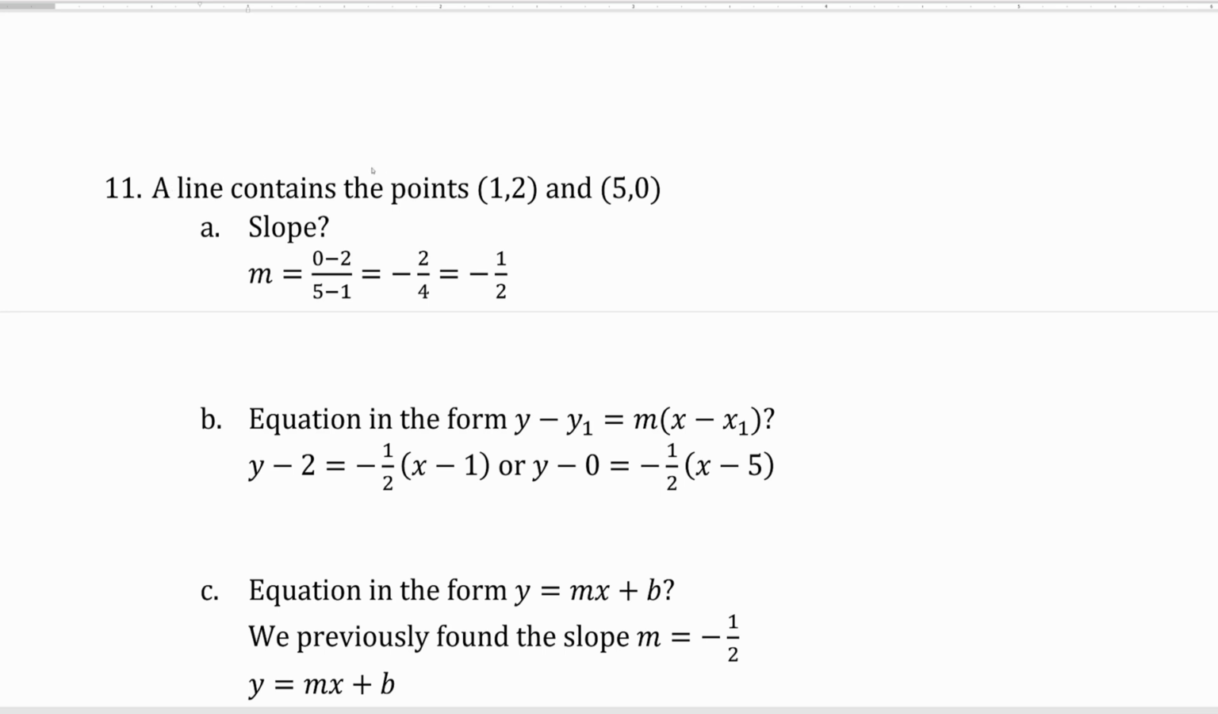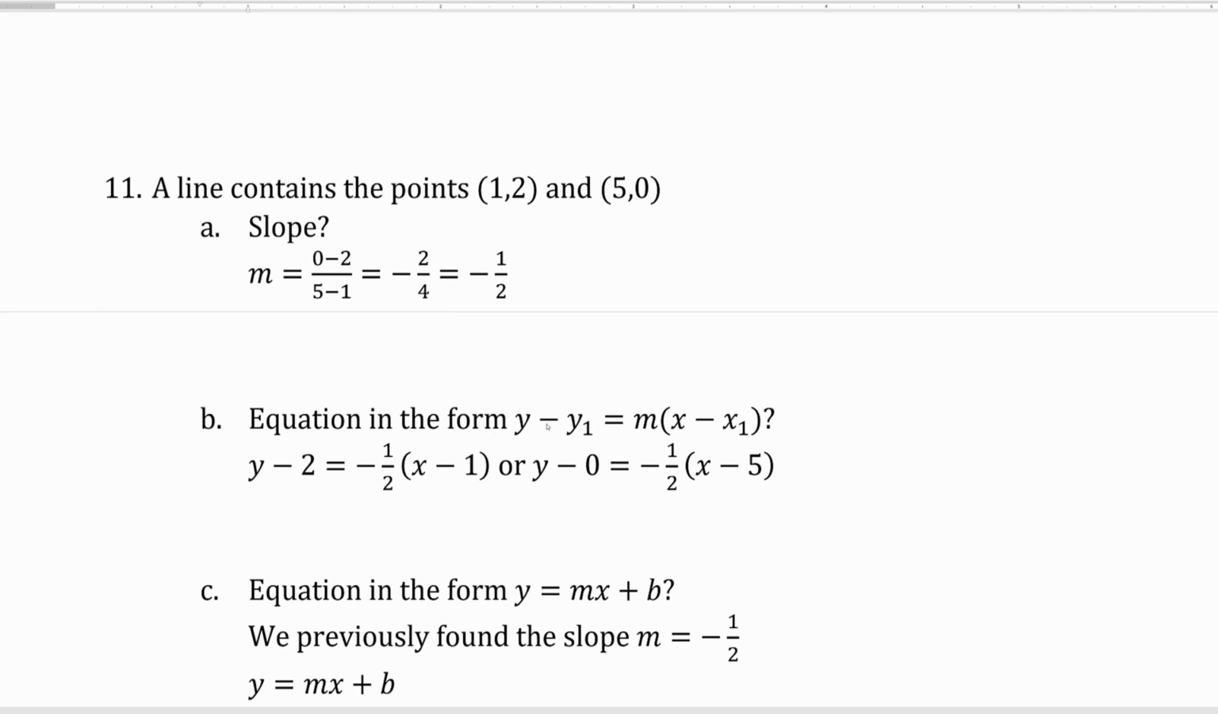A line contains the points (1, 2) and (5, 0). What's the slope? Let's use the slope formula, (y2 minus y1) over (x2 minus x1). We have (0 minus 2) over (5 minus 1), which is negative 2 over 4, which reduces to negative 1/2.